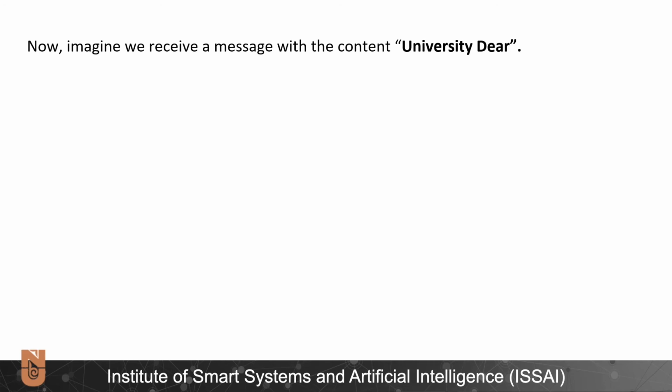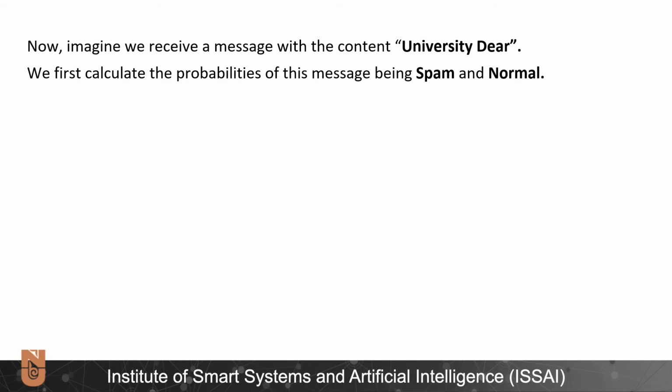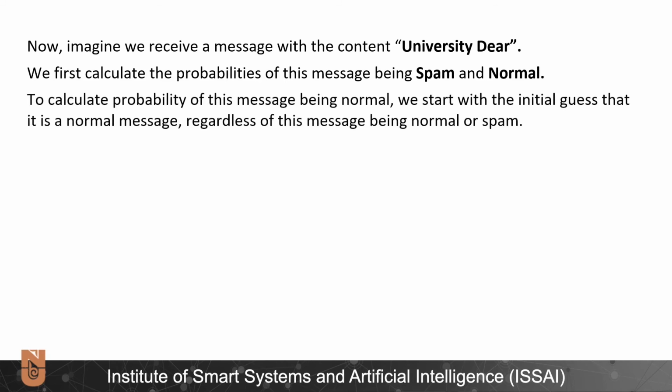Now, imagine we receive a message with the content "university dear." We first calculate the probabilities of this message being spam and normal. To calculate the probability of this message being normal, we start with the initial guess that it is a normal message, regardless of this message being normal or spam.